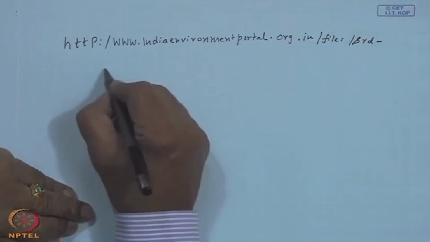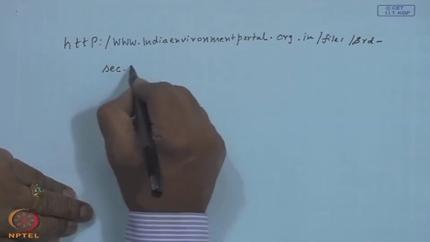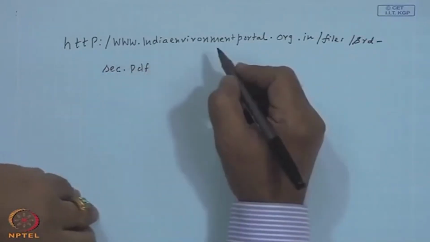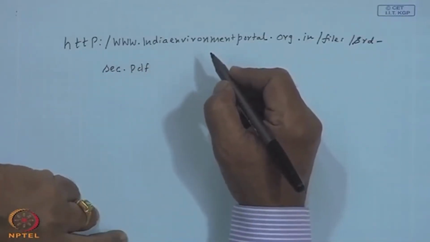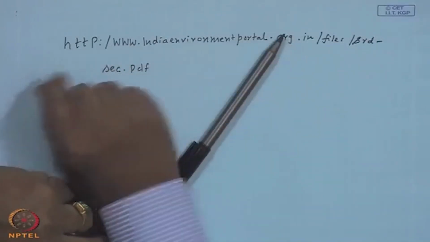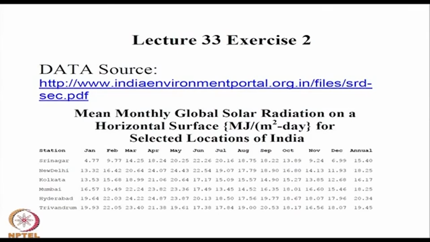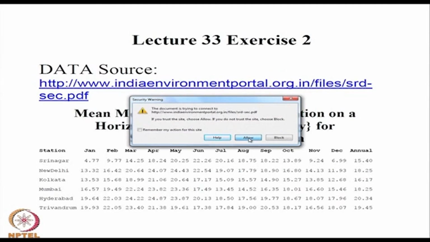Hyphen scc.pdf. So, this has got one of the examples that you can see clearly on the screen. Mean monthly global solar radiation on a horizontal surface in megajoules per meter square a day for selected locations of India. These numbers you cannot read, but you can always go to the original source and have a look at the data that is compiled by Solar Energy Center, MNRE, Indian Meteorological Department.